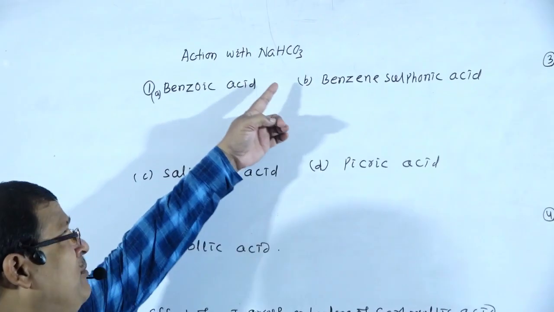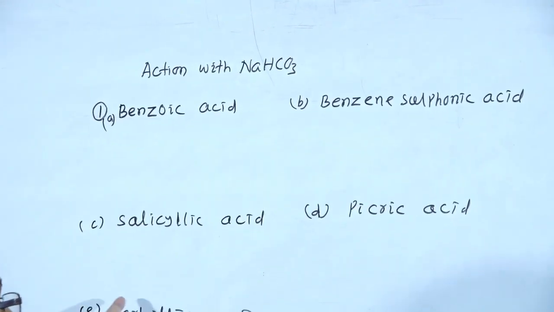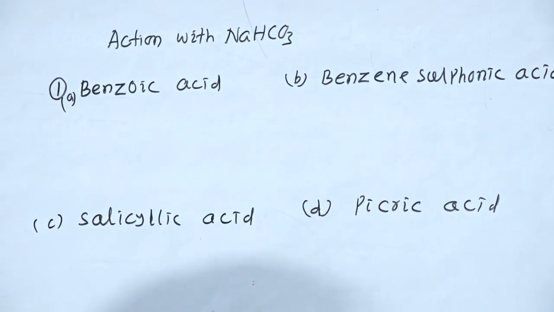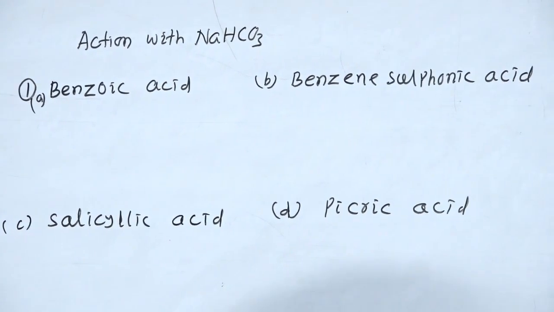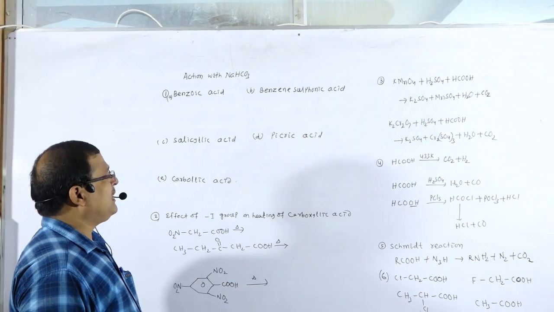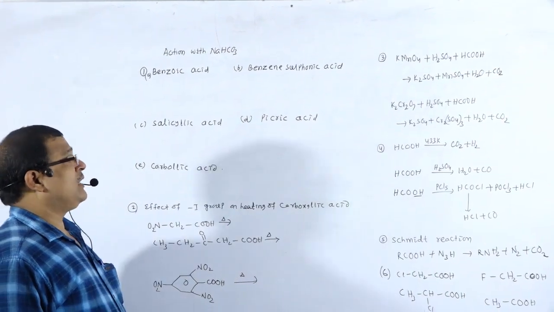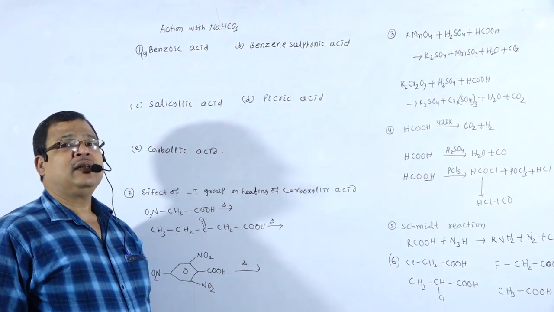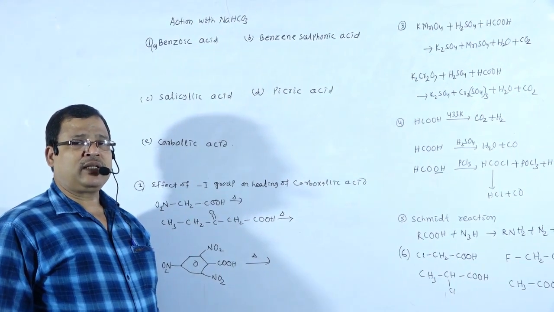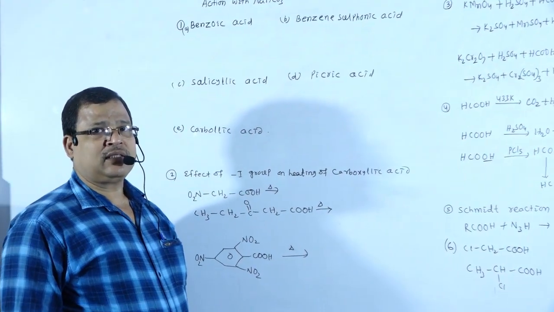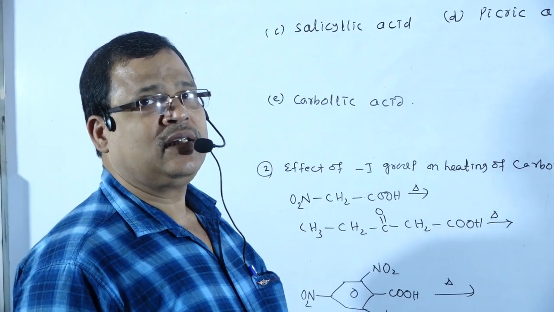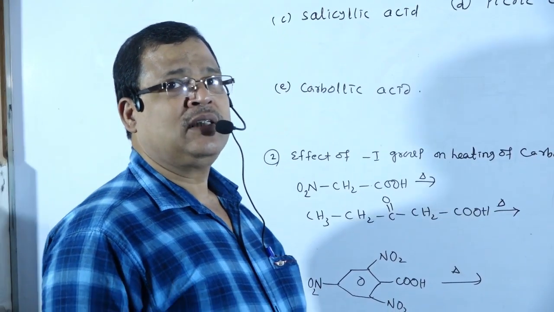So this is the first question. What is the action of sodium bicarbonate with all these acids? All the examples of acids, that is benzoic acid, benzene sulfonic acid, salicylic acid, picric acid, carbolic acid. We have to explain whether they will react or not, whether carbon dioxide gas is released or not. These are very important reactions.